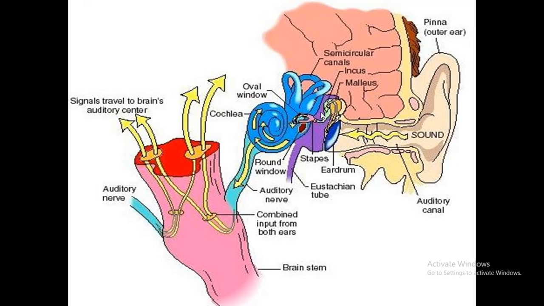So overall, the force of the sound that is lost because of reflection of sound energy is then augmented because of the interposition of these structures, which together are known as the impedance mechanism or impedance matching system of the ear.